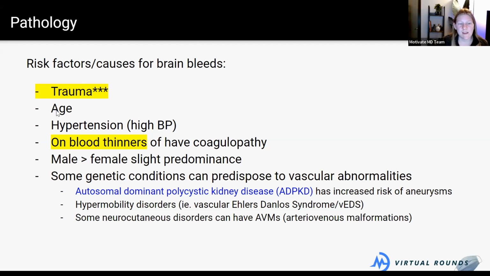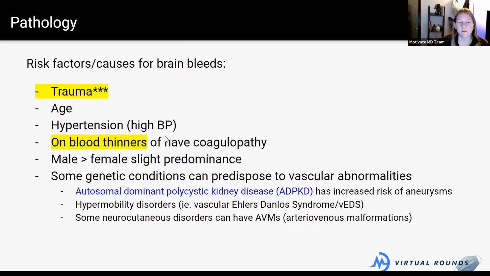The other ones are age. The older you are, the weaker your blood vessels can be, and they are more susceptible to bleeds. Hypertension, especially high blood pressures over the range of like 190 systolic, is the one that we throw around. So it's very, very high and uncontrolled. That can cause brain bleeds just by nature of you have so much pressure going to your brain and the blood vessels in your brain that they just can't accommodate that pressure anymore, and they can just burst.